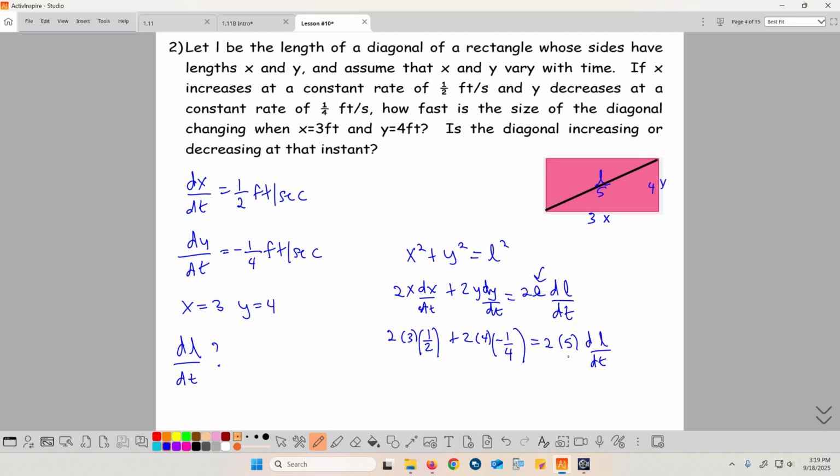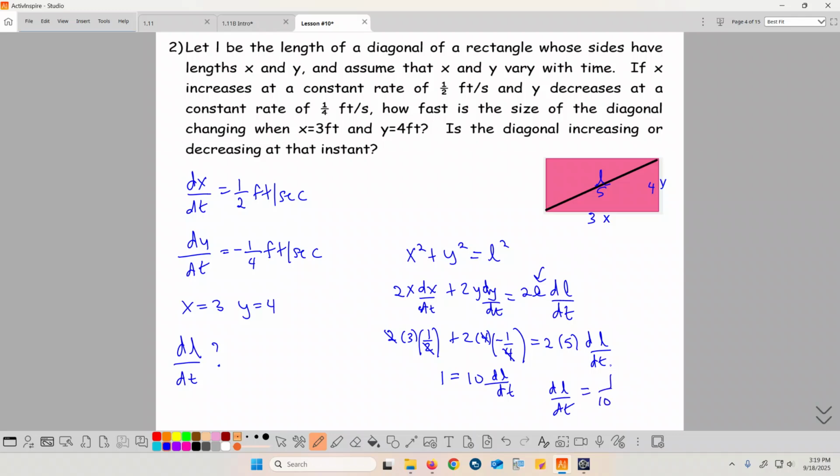All right, so with that now, we're going to go ahead and isolate dL/dt. Whatever we get here, we'll just divide by 10. All right, these 2's should cancel. These 4's should cancel. This leaves me with 3. This becomes minus 2, right? So 3 minus 2 should be 1 equals 10 dL/dt. And now we just want to divide both sides by 10. And we end up with dL/dt is just equal to 1/10, right?